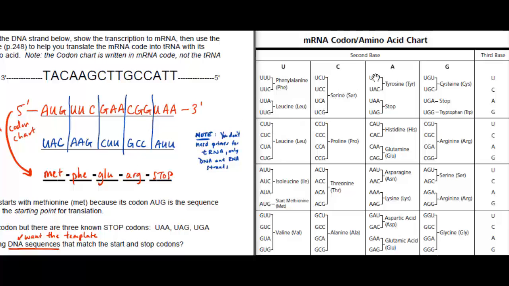And then UAA. Well, now when you go up and you see UAA, you actually see stop. Stop is not the name of an amino acid. Stop means that there is no amino acid that will actually be found on any tRNA. There's no tRNA that exists that has UAA on it. There's also none that has UAG and none that has UGA. And again, I'll show you how that kind of works out.